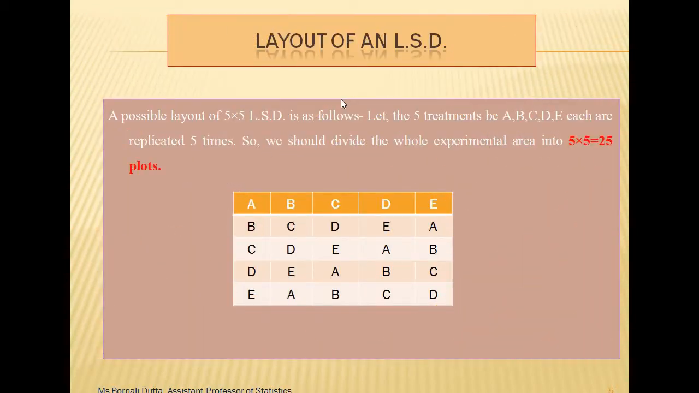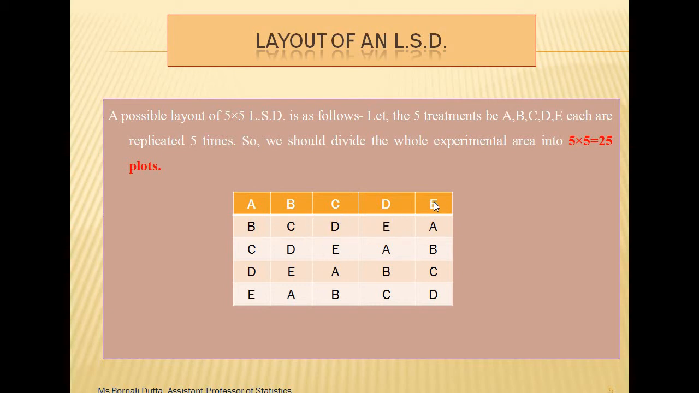This is the layout of a Latin square design. A possible layout of 5 by 5 Latin square design is as follows. Suppose we have 5 treatments and they are A, B, C, D and E, and each treatment is replicated 5 times. So we should divide the whole experimental area into 5 by 5, that is 25 plots. See, we have divided the whole area into 25 plots.